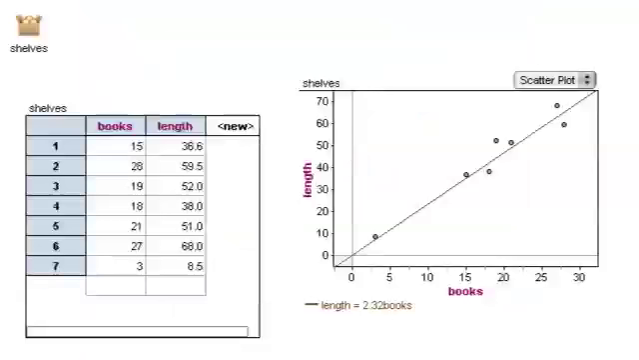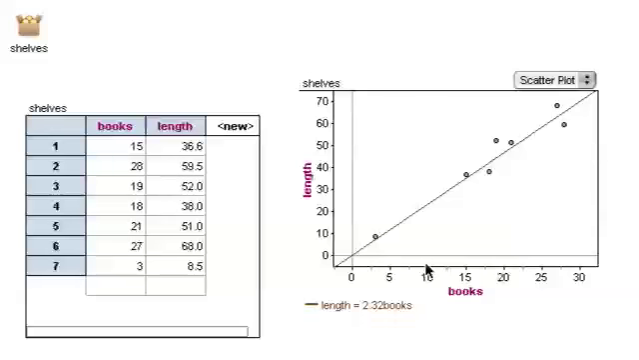Okay, time to move on to prediction. Now, in statistics, prediction is not always trying to see into the future. Here, for example, let's make up this problem. We want to know what will be the length of 10 books. There are two ways to get at the answer to this. One way is to look on the graph.